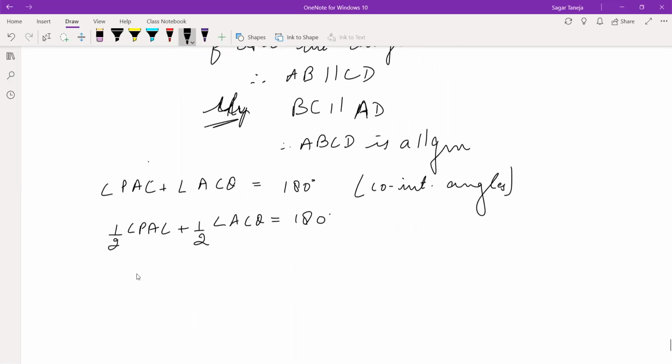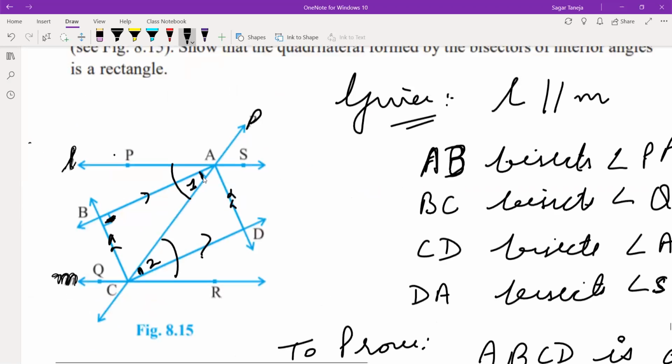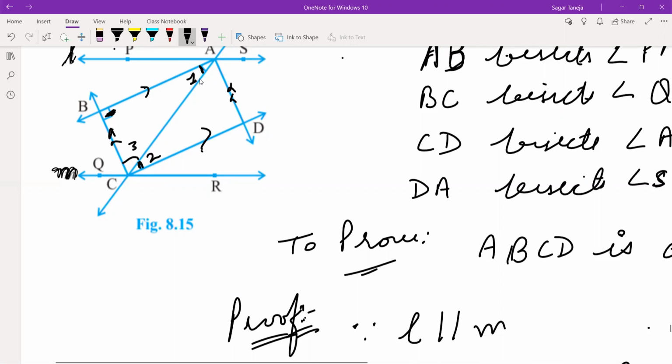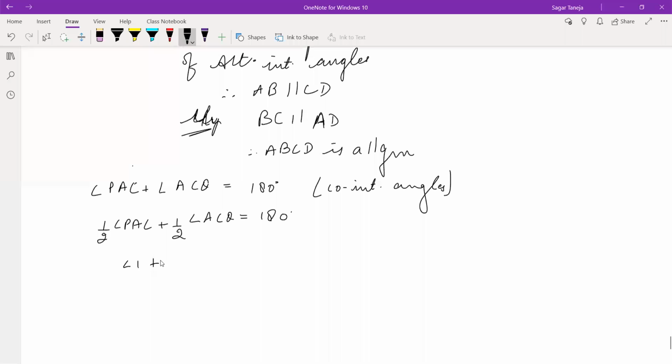So half of PAC is angle, just see in the figure. The way we have considered this as angle 1 and angle 2, in the same way consider this angle 3. Write it down in your figure, angle 1, 2 and 3. Now on this basis, half of PAC is angle 1 and half of ACQ is angle 3. Half of PAC is angle 1 plus half of ACQ is angle 3.